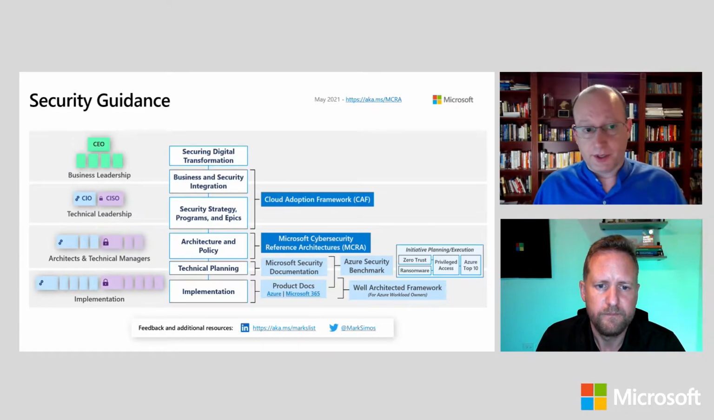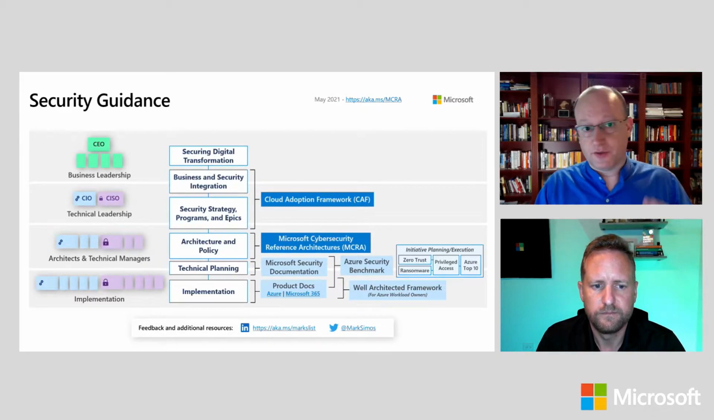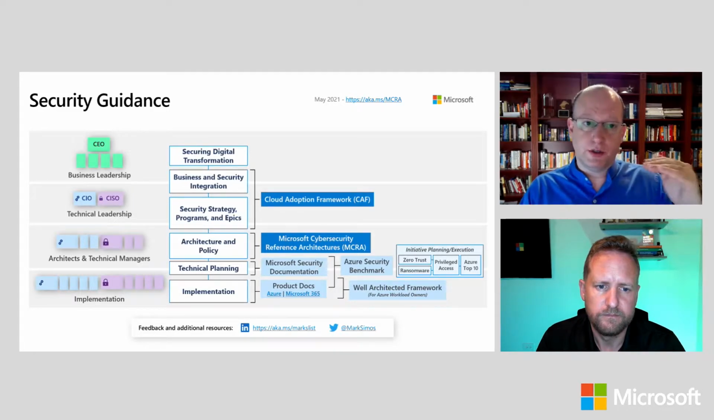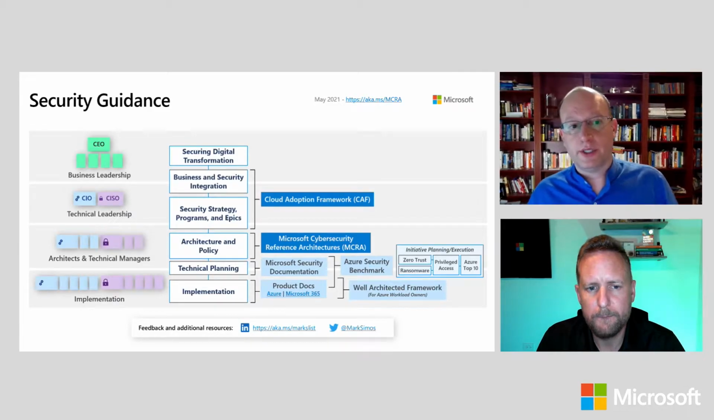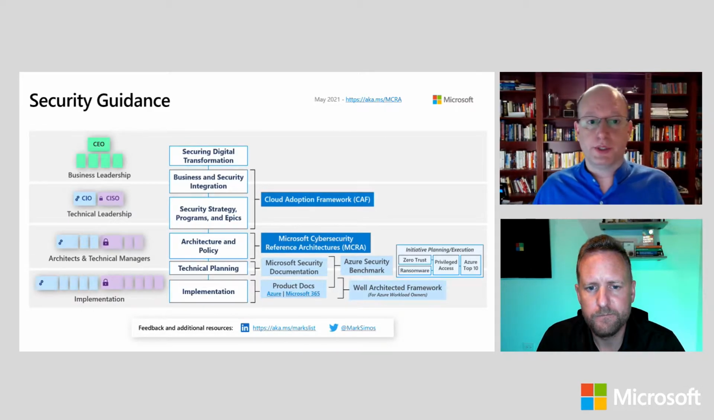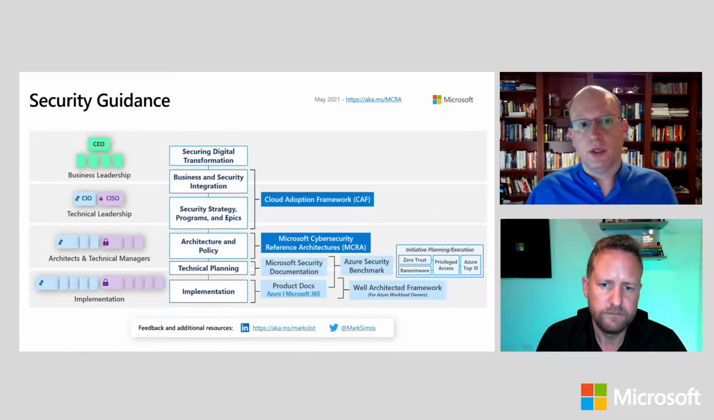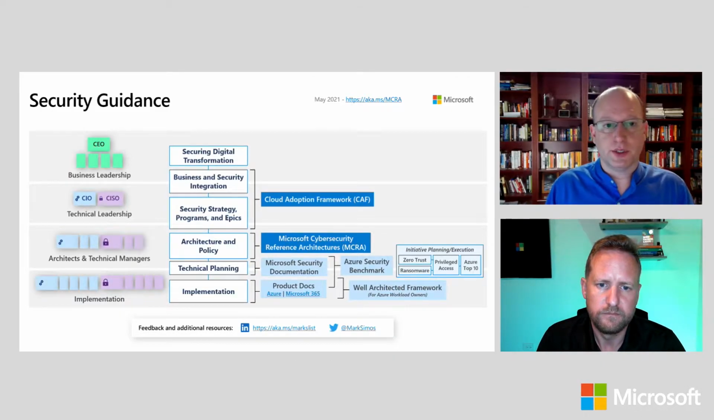So that first left part is, within the customer organization, what needs to happen. You start with securing digital transformation. This is obviously the security pillar. You then need to figure out how to integrate security in the business, which is the top half of the CAF there, the Cloud Adoption Framework. And then you need to develop a security strategy and the program components, and then the epics. What are the initiatives that you're driving as a security organization that then meet those business integration requirements, et cetera?